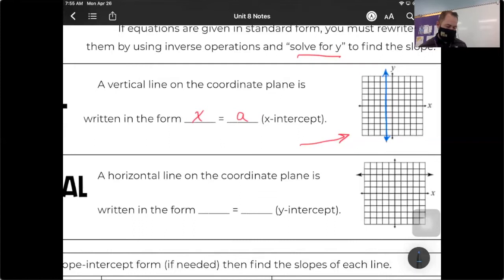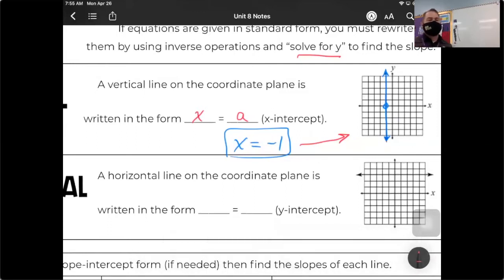What would the equation of that be? Where does that line cross the x-axis? -1? Is that what you said? So my equation would be x equals -1. You can't put that in slope-intercept form, because it doesn't have a slope, right? It's a vertical line. So that is the equation of that line: x equals -1.